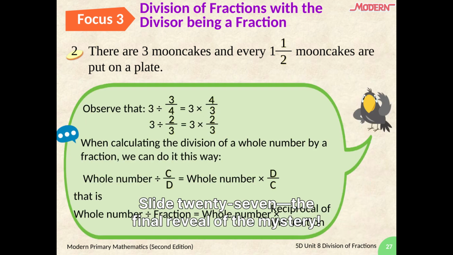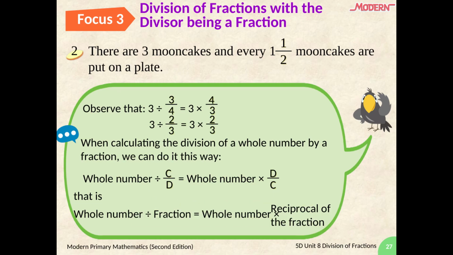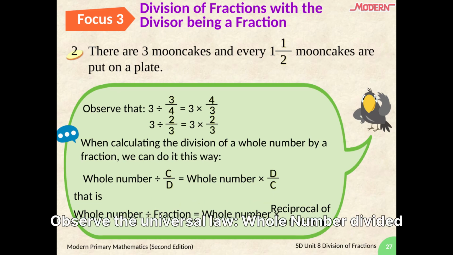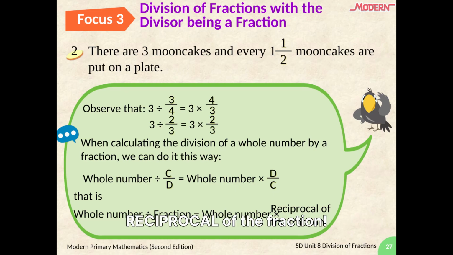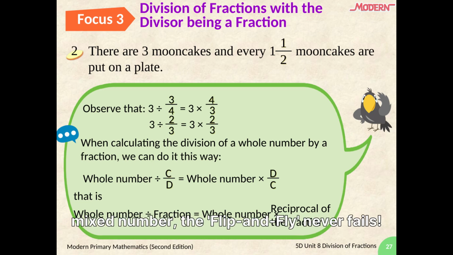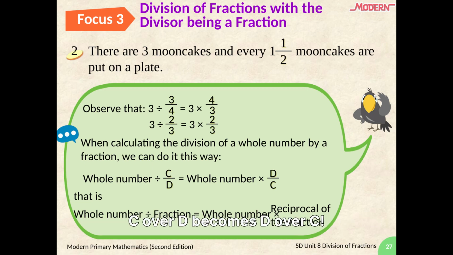Slide 27, the final reveal of the mystery. Observe the universal law. Whole number divided by fraction equals whole number times the reciprocal of the fraction. Whether it's a proper fraction or a mixed number, the flip and fly never fails. C over D becomes D over C. It's the secret handshake of the math elite. Memorize this slide, team. It's your golden key to every division challenge the world can throw at you.